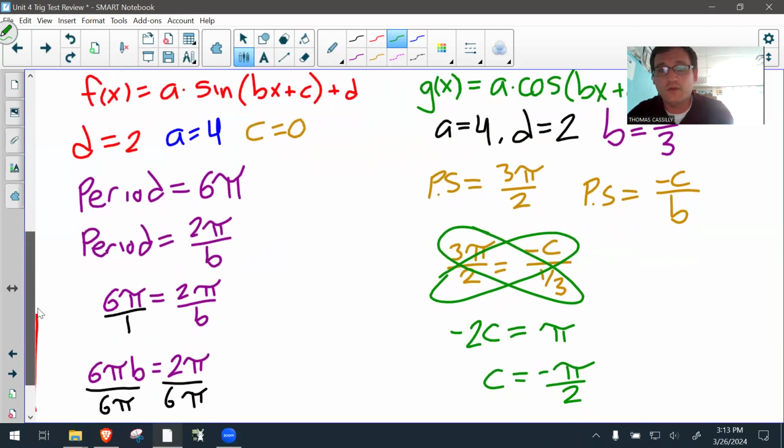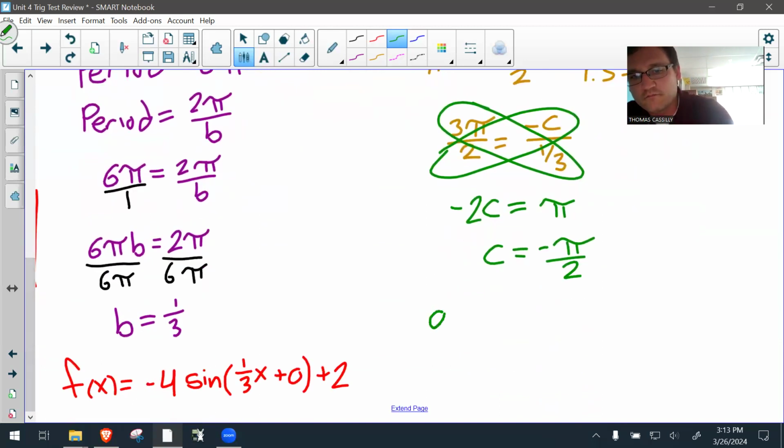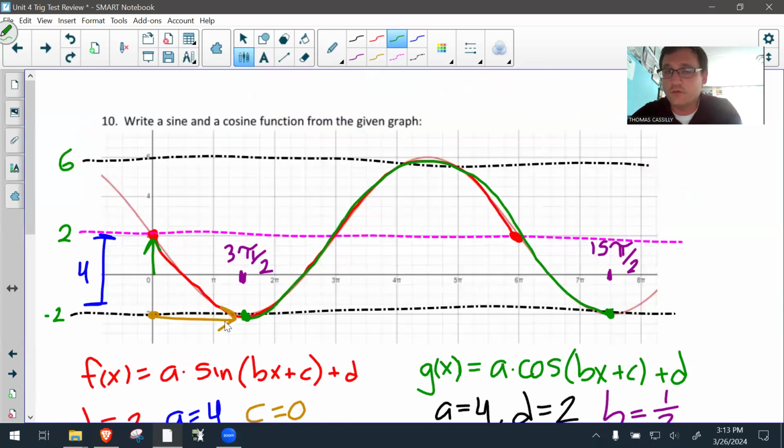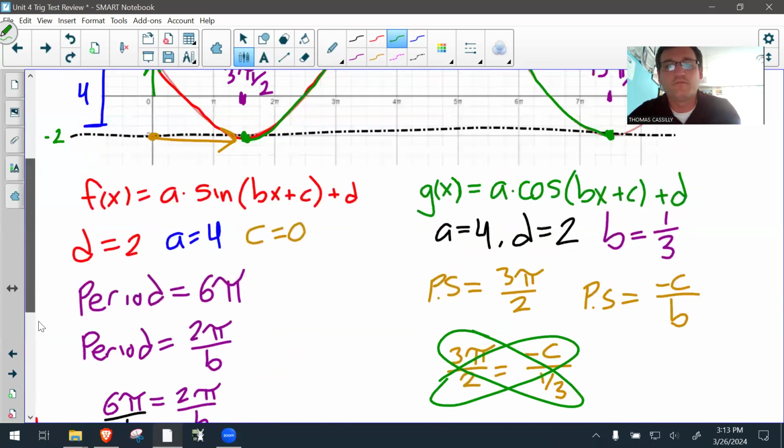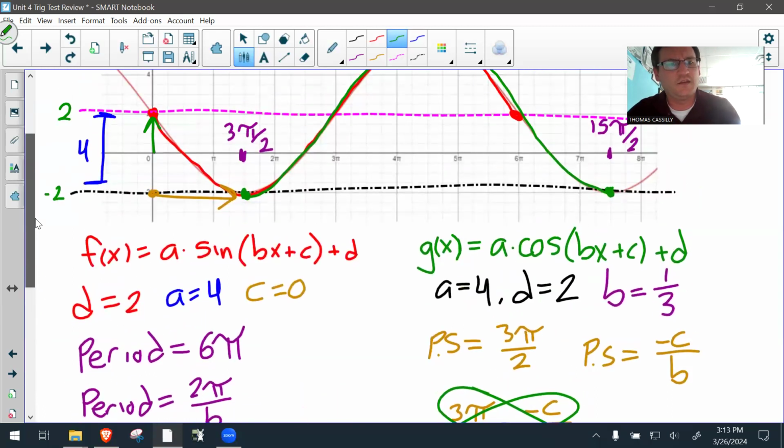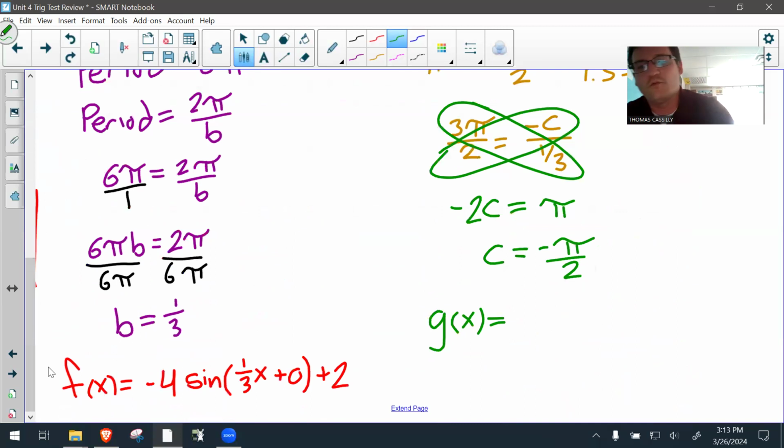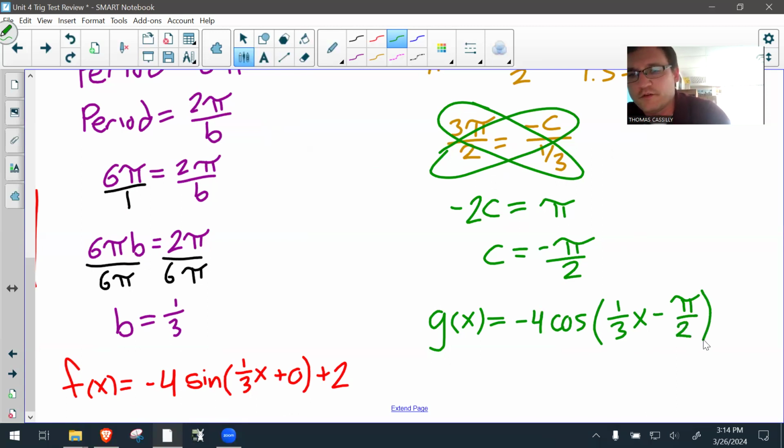So we have a, b, c, and now we have d. So we can say g of x equals, it is a negative, it was flipped upside down. All right, so just like the sine, how it was flipped upside down, the cosine is also flipped upside down. So we can say negative 4 cosine of 1/3 x, and then minus pi over 2, and then plus 2. And there we have it, right?